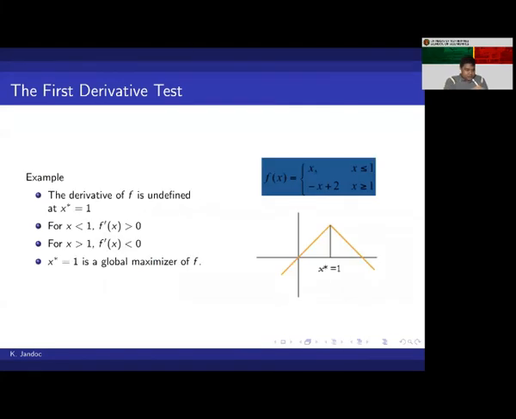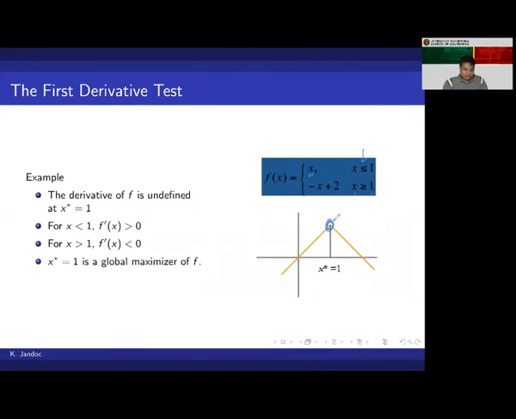So let's have another example. Suppose we have this function where for values of x less than or equal to 1, you have x, and for values of x greater than or equal to 1, you have negative x plus 2. So the graph of this function is this, kind of like a triangular shape. Notice that there is a kink here. Whenever you have a kink, the derivative at that point is undefined.